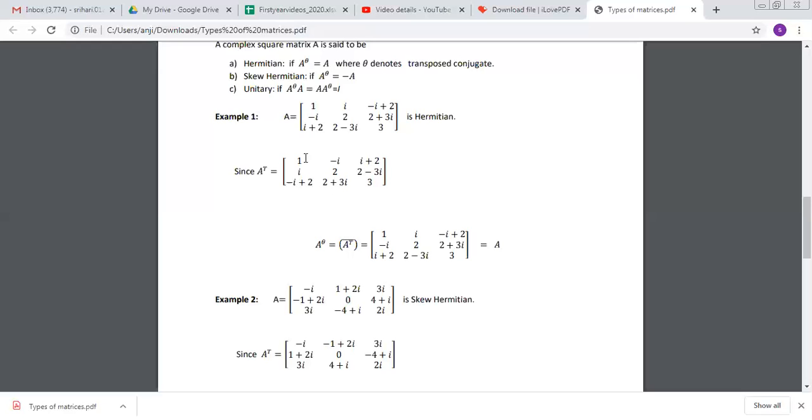Conjugate of 1 is 1 only. Conjugate of a real number is the real number itself. Conjugate of -i is i. Conjugate of 2+i is 2-i. Conjugate of i is -i. Conjugate of 2 is 2. Conjugate of 2-3i is 2+3i. Conjugate of 2-i is 2+i. Conjugate of 2+3i is 2-3i. So what is this matrix? A^θ equals A. Therefore, the given matrix is Hermitian.